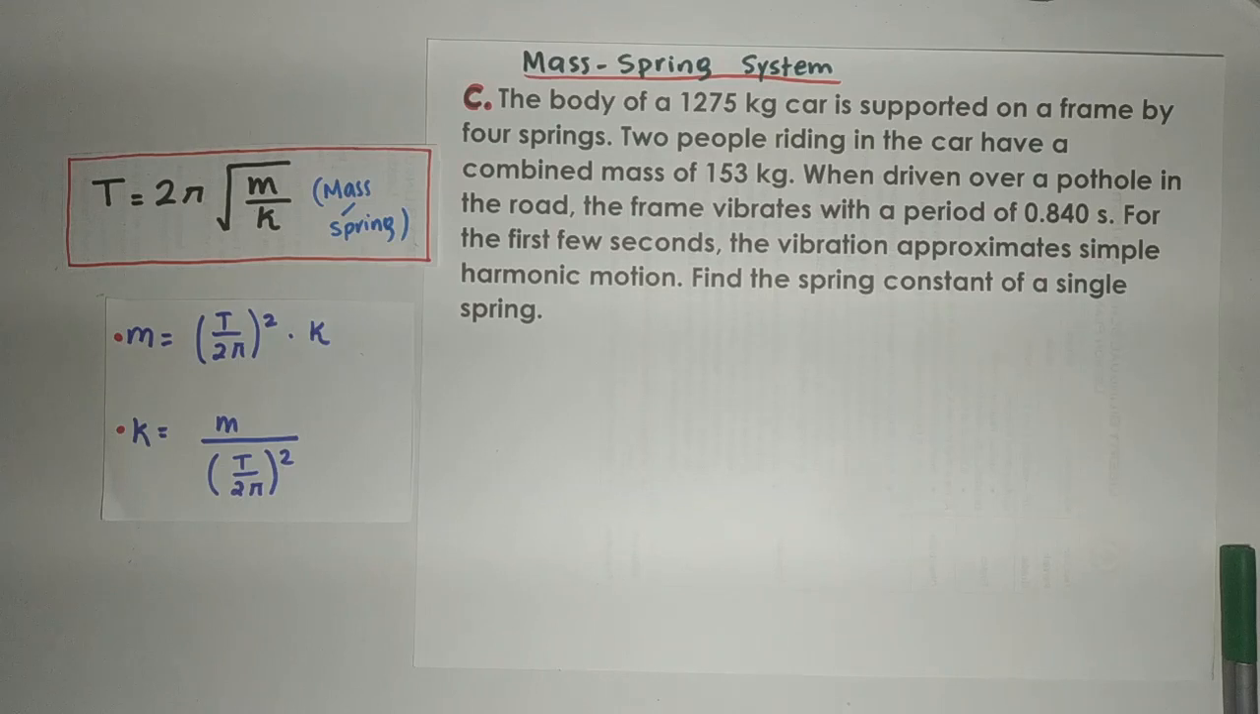Hi guys, again. Now we're talking about a mass spring system in physics. Remember, we were talking about simple harmonic motion, and the last topic that we saw was about the simple pendulum. Now remember, a mass spring system is a spring with a mass at the end.